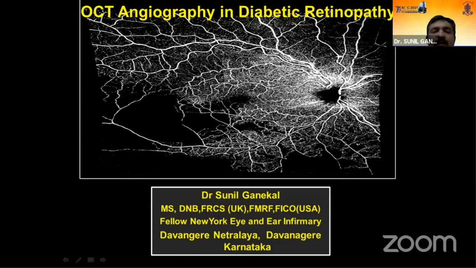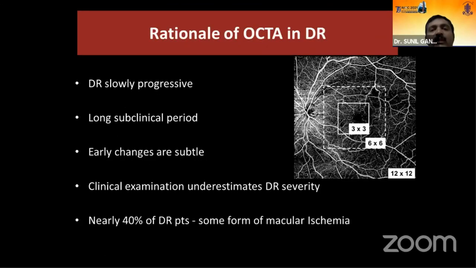I'll go ahead. So what's the rationale of using OCTA in diabetic retinopathy? As we know, diabetic retinopathy is a slowly progressive disease. It has a long subclinical course, so it tends to develop clinical signs very late. So early changes are very subtle. So imaging carries a lot of relevance in these diabetic patients to pick up the lesions.